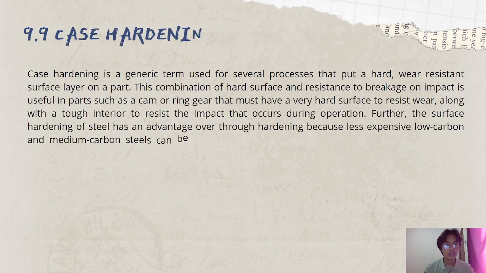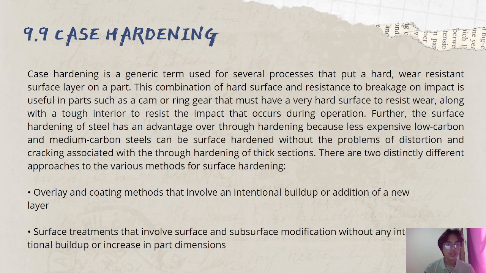In 9.9 is case hardening. Case hardening is a generic term used for several processes that put a hard, wear-resistant surface layer on a part. This combination of hard surface and resistance to breakage on impact is useful in parts such as a cam or ring gear that must have a very hard surface to resist wear, along with a tough interior to resist the impact that occurs during operation.